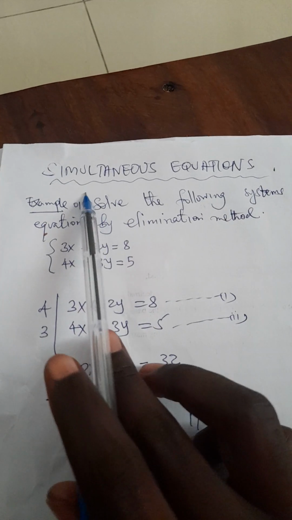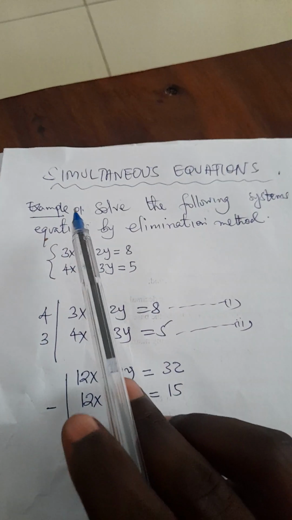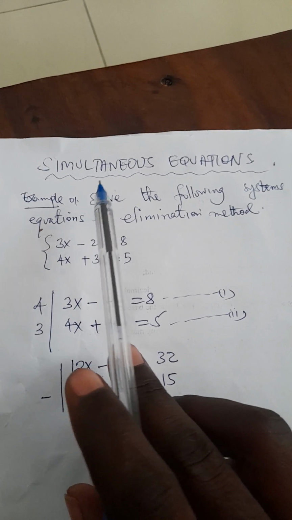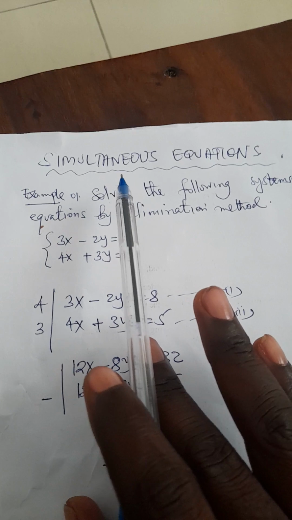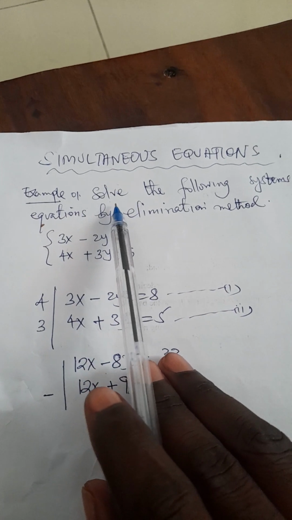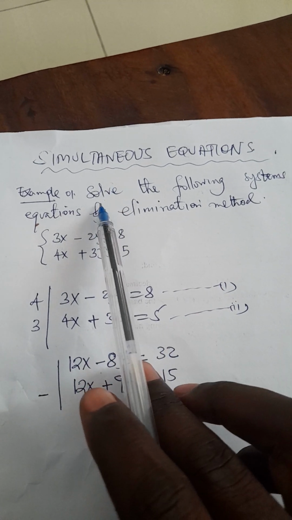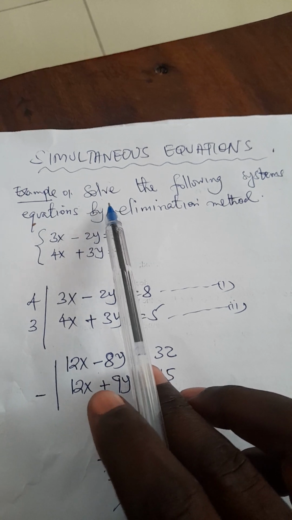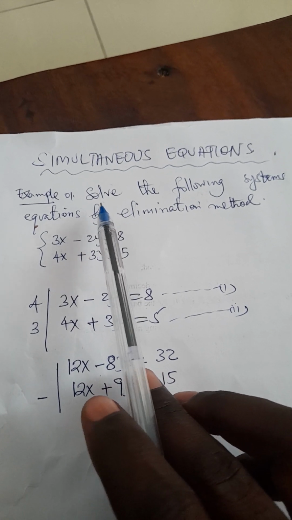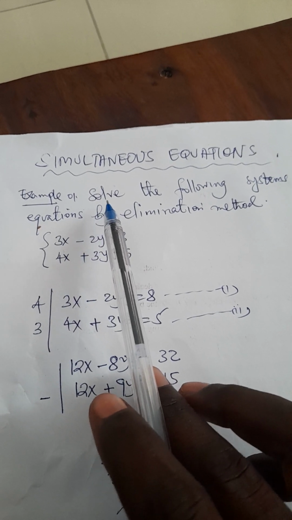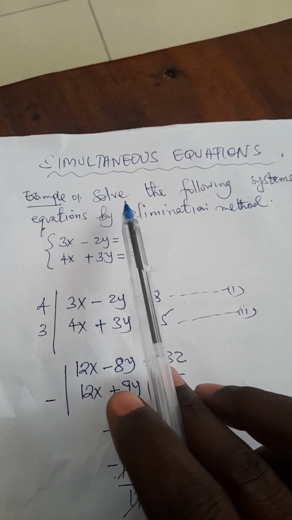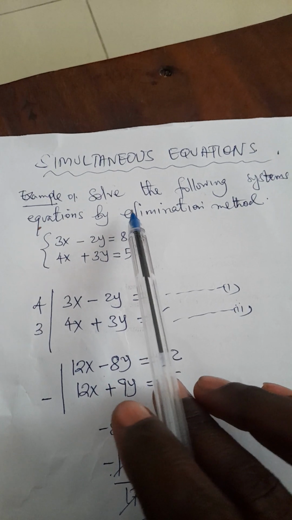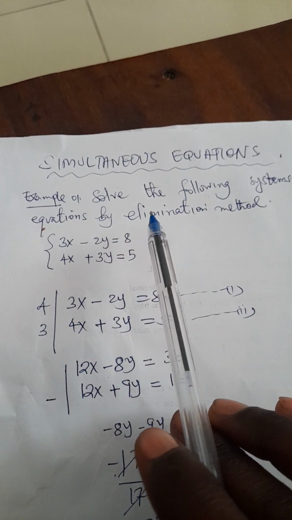Simultaneous equations. Now, simultaneous equations are equations involving more than one unknown. Simultaneous equations can be solved by many different methods. But this time we can look at one of the methods which is very familiar. This method is the elimination method.